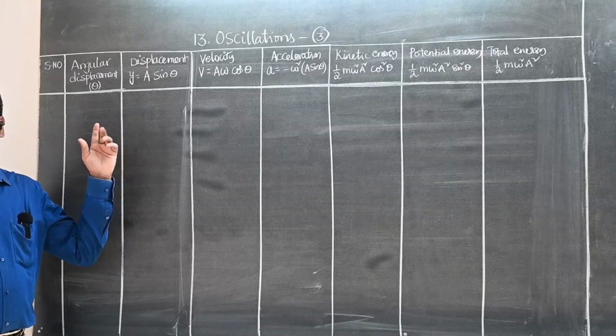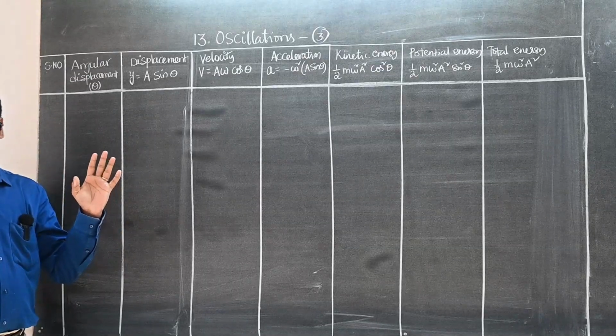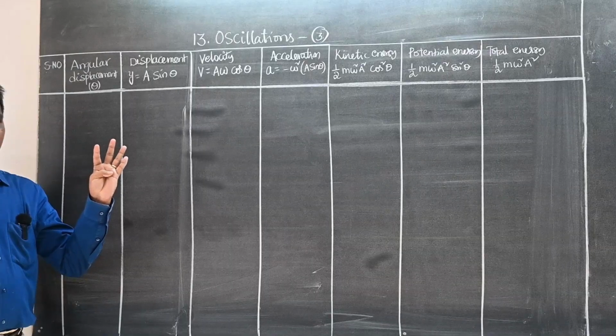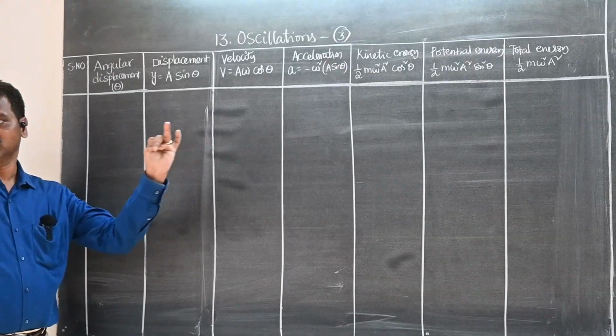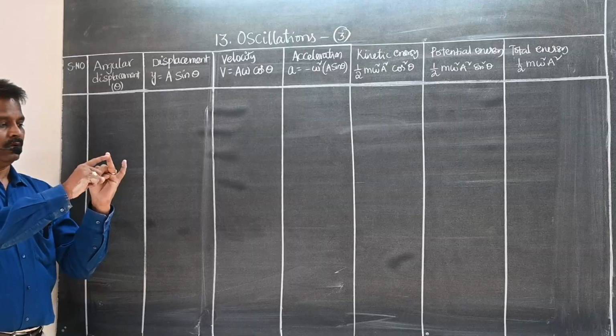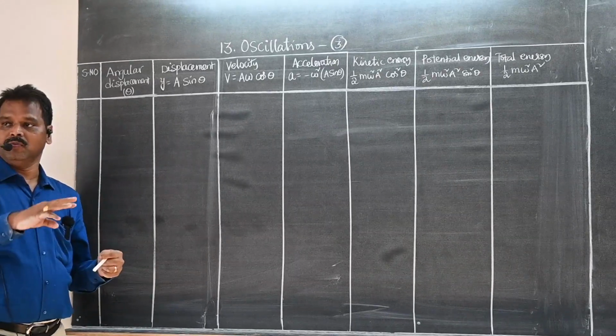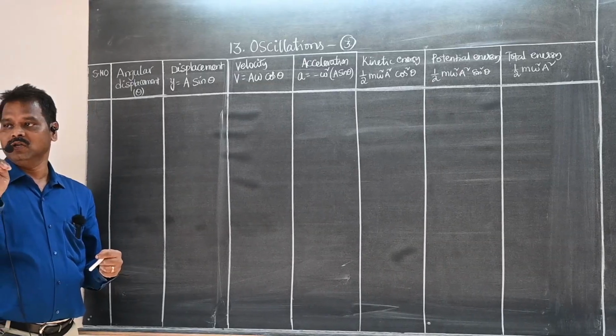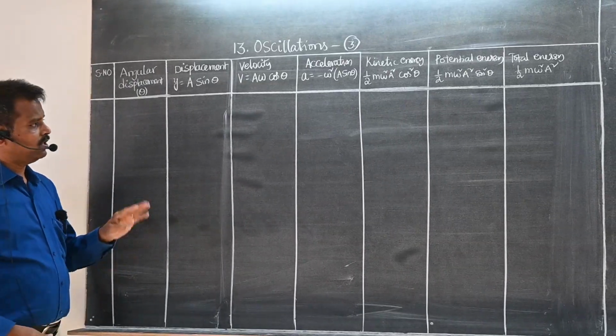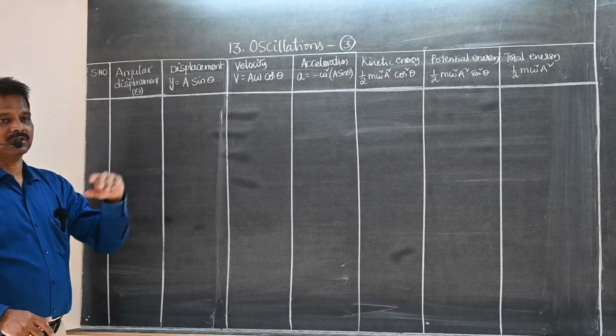We have studied the characteristics of SHM: displacement, velocity, acceleration, and then three more: angular velocity, time period, frequency, and then three more: kinetic energy, potential energy, total energy. So in this we will compare these six.